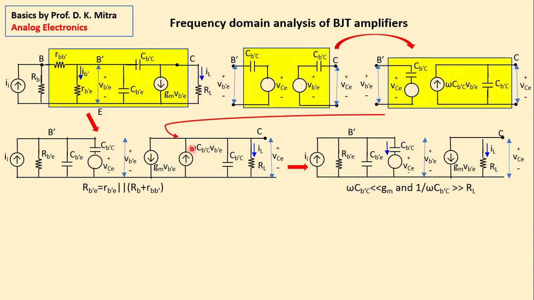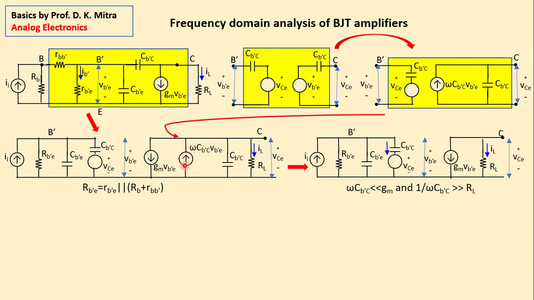Okay. Next, further, what do we do? This omega C B'C, this is a current source, and gm VB'E, this is a current. These two current sources are in opposite direction, right? And both are multiples of VB'E. But omega C B'C is always very small with respect to gm. So this current source has been removed. See, this current source is not there.